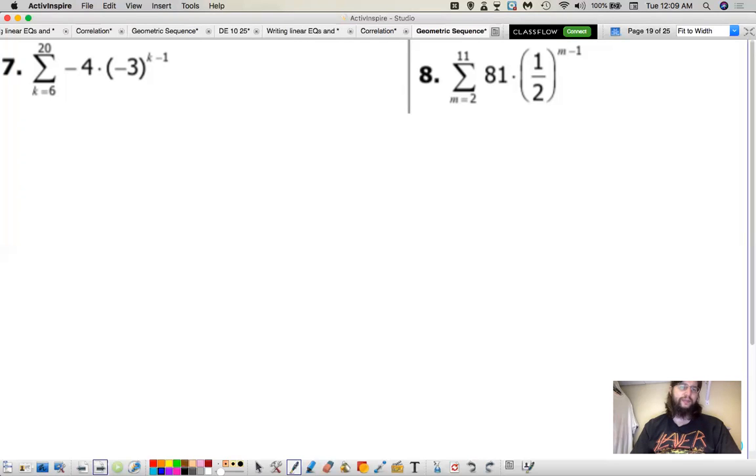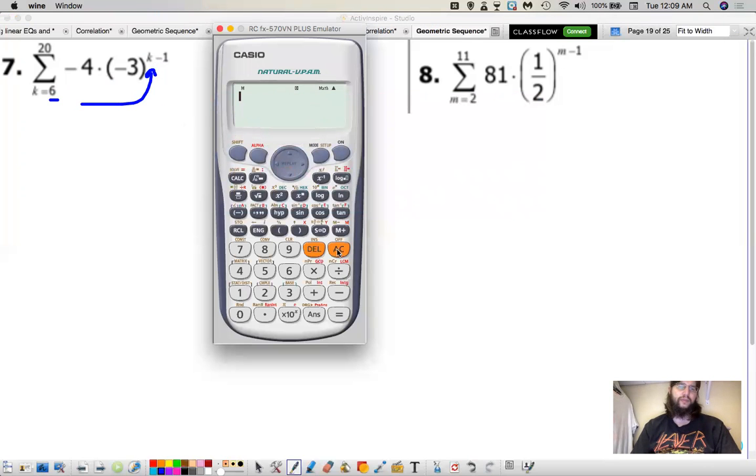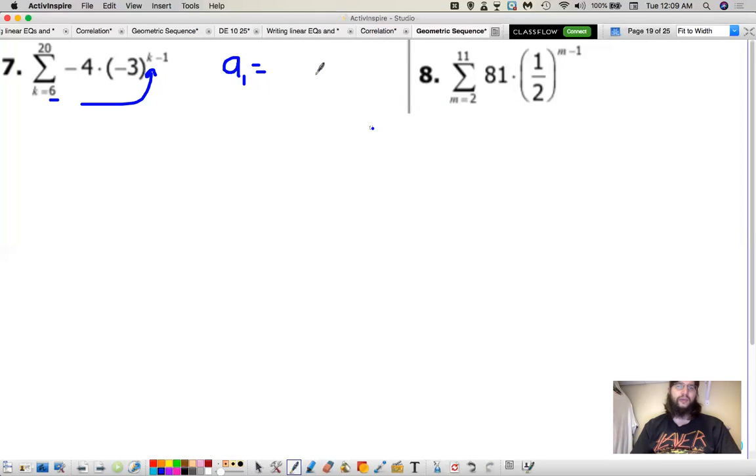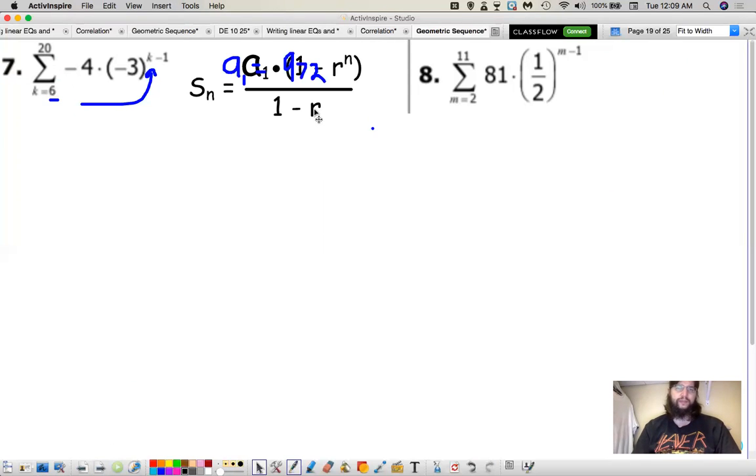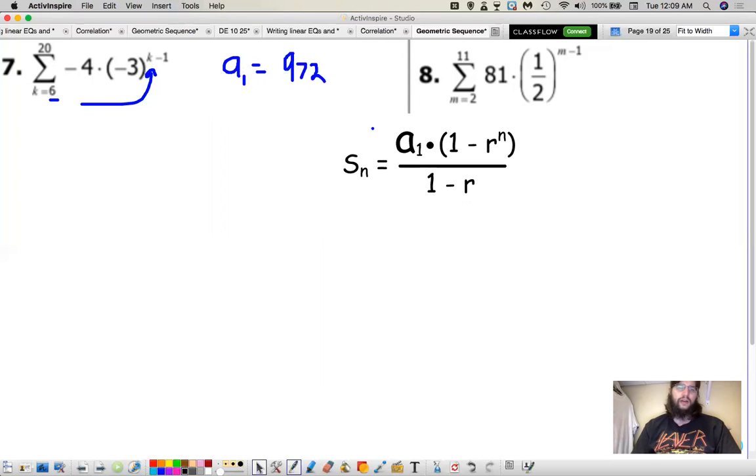Here's where it gets a little more interesting. So let's figure out what A1 is. Where are we starting? To do that, I'm going to plug in 6 into this right here. Negative 4 times negative 3 to the 6 minus 1. 972, that's where we're starting. Let's go back. That formula. R, well, R is negative 3.